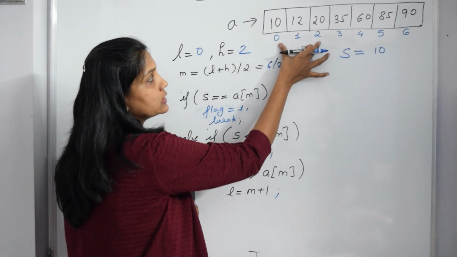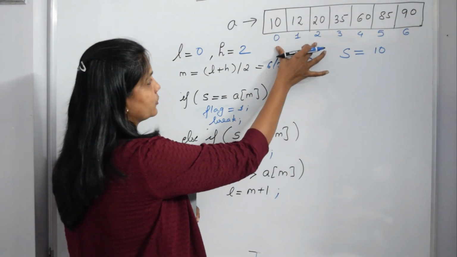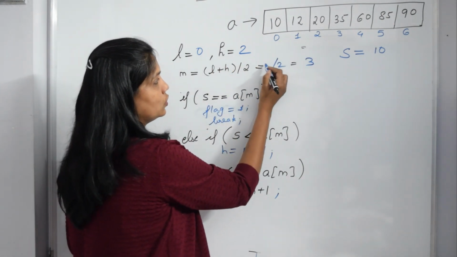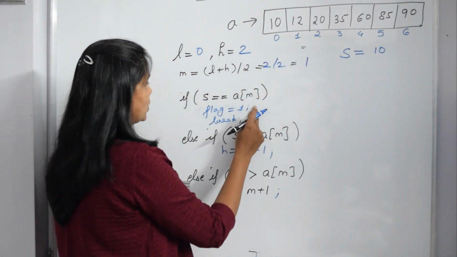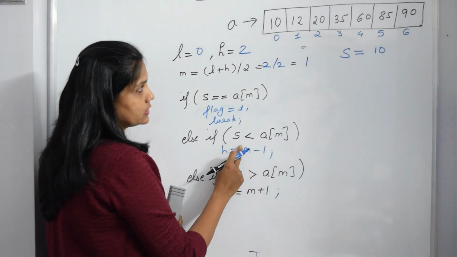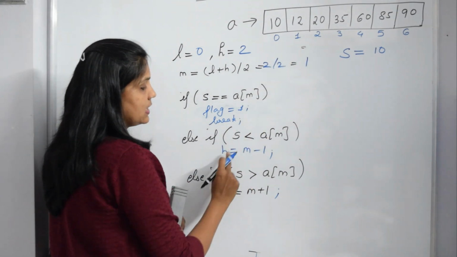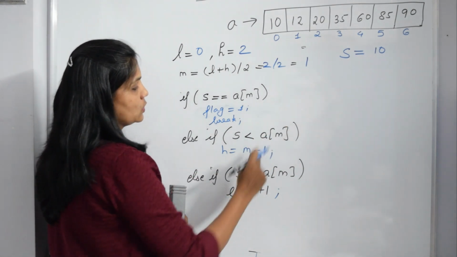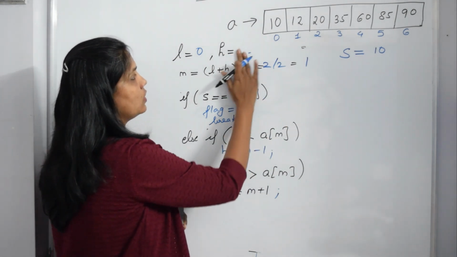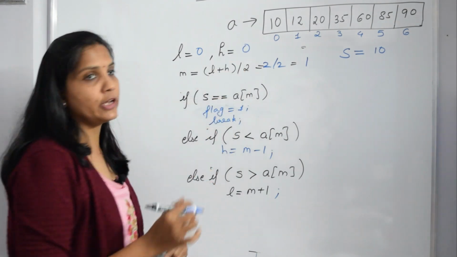Now I want to search within this block of elements, right? 0 plus 2 is 2. 2 divided by 2 becomes 1. If the element to be searched is equal, no. If the element to be searched is less than this, yes. Again your h becomes m minus 1. m minus 1 means 1 minus 1, that is 0. So your h becomes 0.